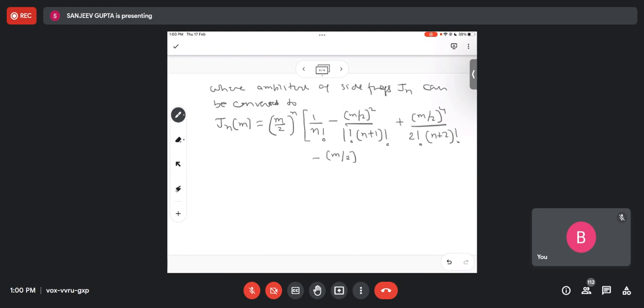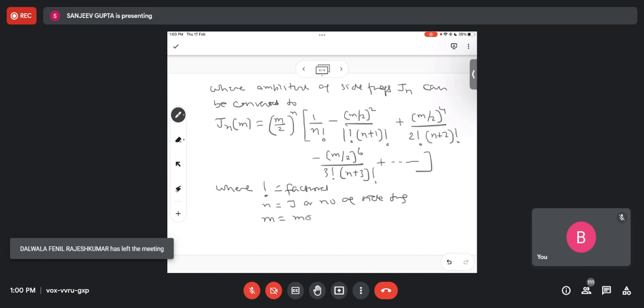So it becomes (m/2) to the power 6 over 3 factorial (n+3) factorial, and so on, which I will not continue. Just for your understanding, this is your factorial, which you all know, where n is equal to J, the number of the side frequency. M here turns out to be your modulation index, as we see later on.